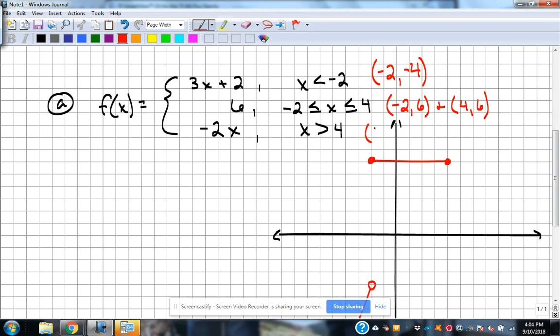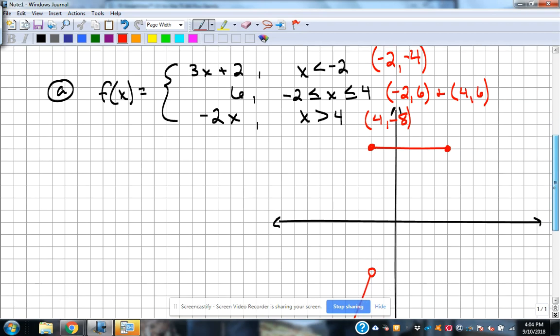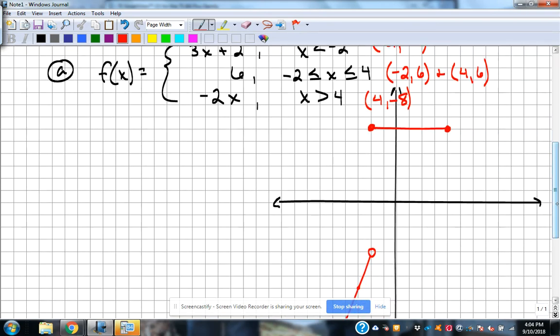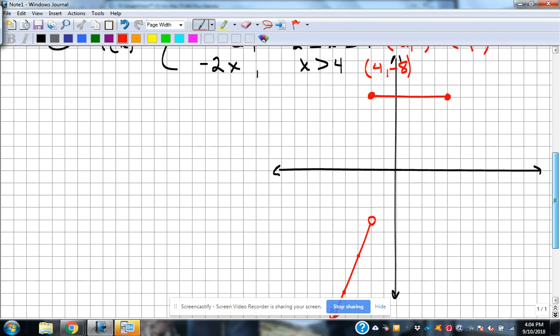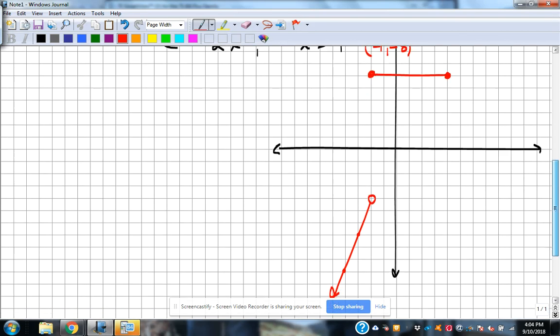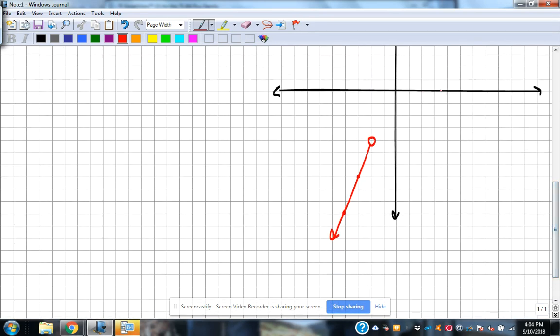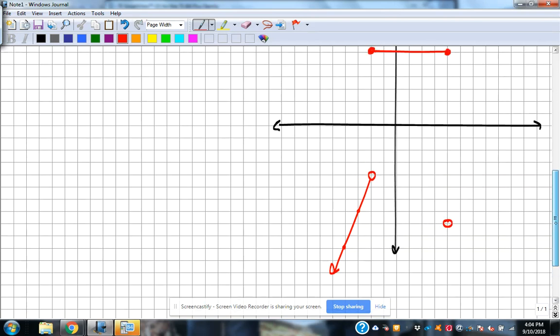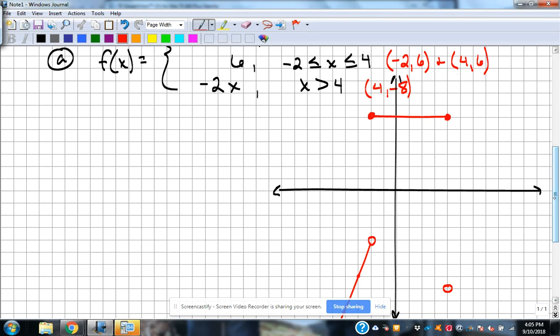It has an important point at 4, and then we plug that into x. 4 times -2 is -8, so 4, -8 is the important point for that one. Is it an open circle or a filled-in dot? Open, because we don't have an equal to mark. Okay, so we're going to go to 4, -8. Open circle. And then it follows the graph of -2x from there on.